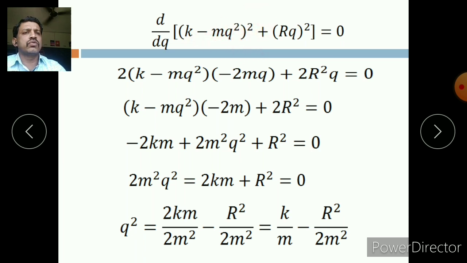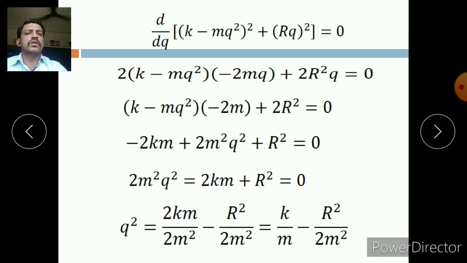The 2 will come in multiplication, and the derivative of the term (k minus mq²), and again if we differentiate minus mq² with respect to q, it will be minus 2mq. Next, if we differentiate the term (rq)² with respect to q, it will be 2r²q, and therefore 2r²q equals 0. Now we generalize this equation.